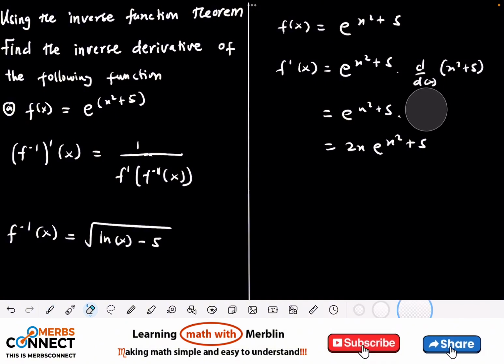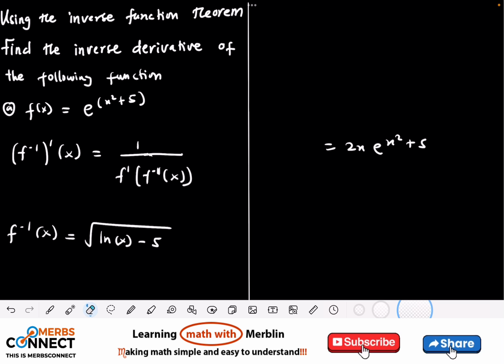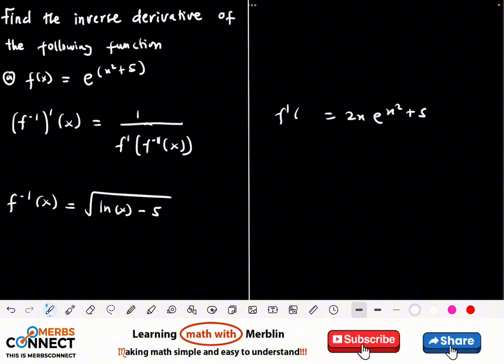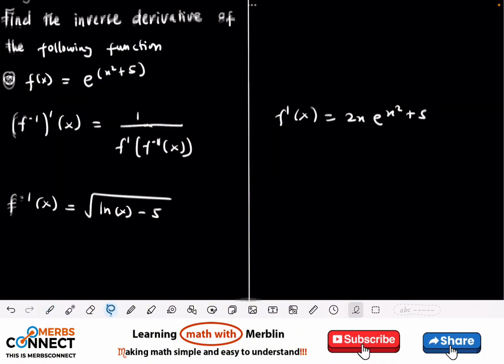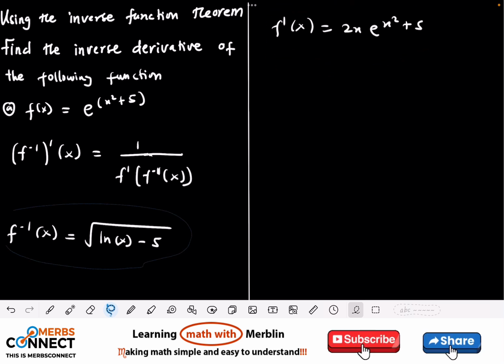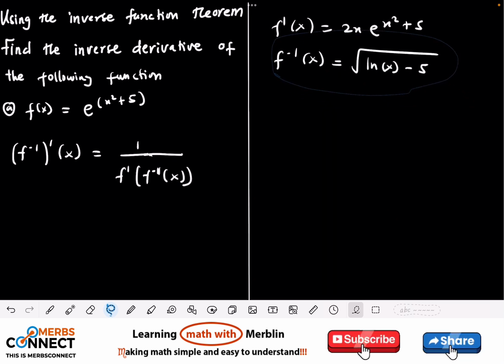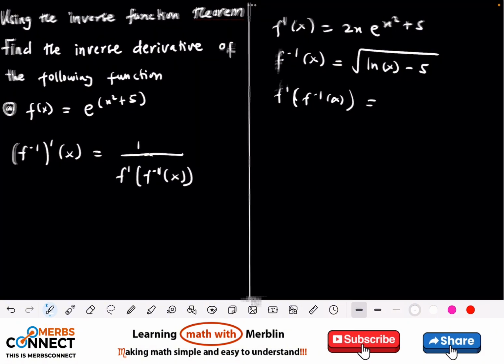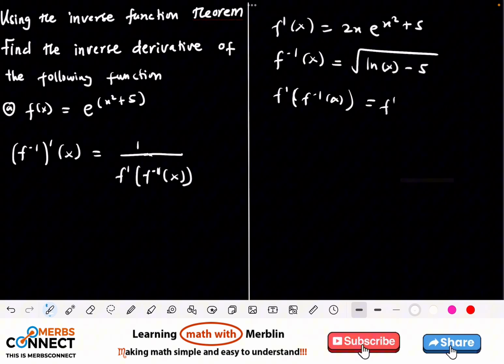So since we've gotten the derivative of the function, f prime of x, the next thing that we need to do is make sure we plug f inverse into what? f prime. So we need to have this one. Now we are going to look for f prime of f inverse of x. Now f prime, what is f inverse?